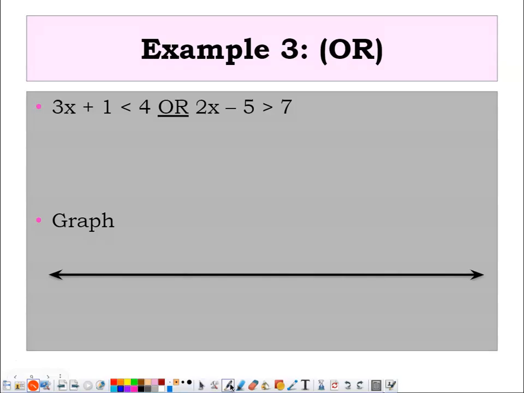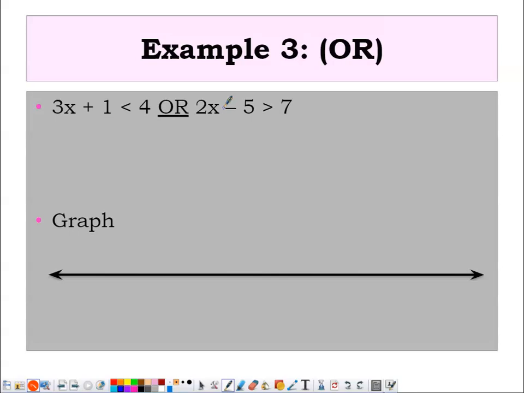Greetings, mathematicians. We have example 3, an OR inequality. So we have 3x plus 1 is less than 4, or 2x minus 5 is greater than 7. These are pretty simple. All you do is treat this inequality as its own separate inequality, and treat this inequality as its own separate inequality, and then you just go ahead and graph.